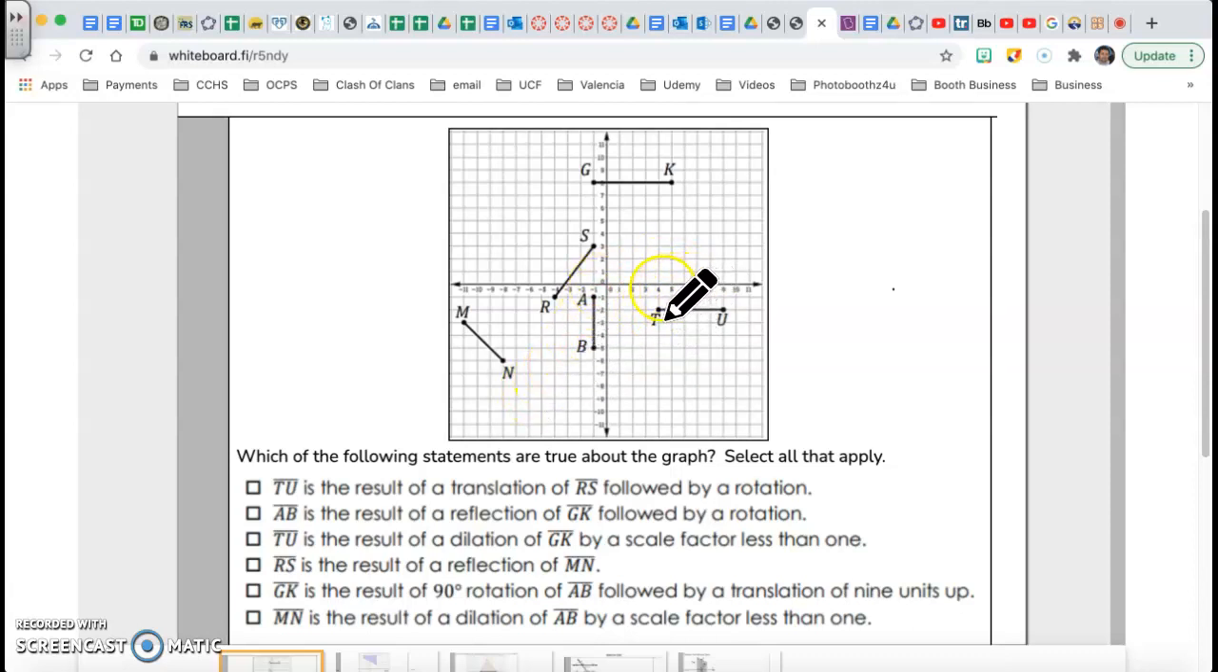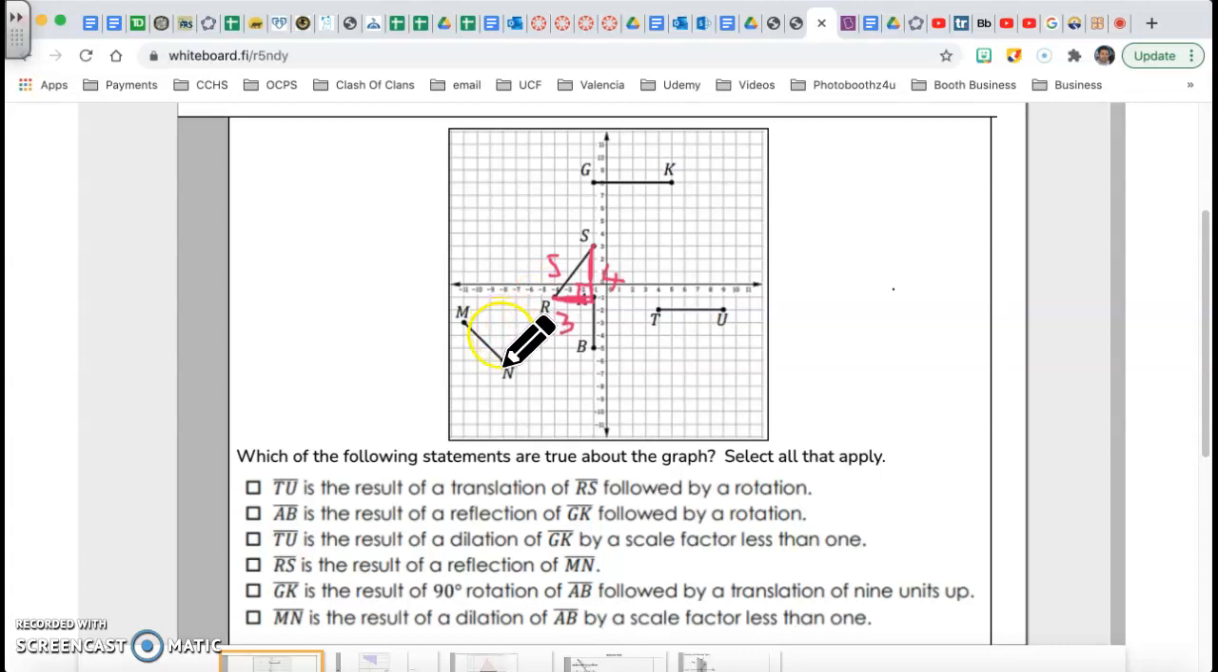This TU line is 1, 2, 3, 4, 5. Okay, TU is 5. RS is diagonal. How can I tell how long it is? An easy way is to make a right triangle and use the Pythagorean theorem. The base is 1, 2, 3, and this side is 1, 2, 3, 4. If my sides are 3 and 4, that's a Pythagorean triple. The hypotenuse is 5.